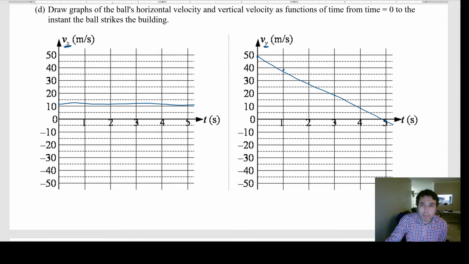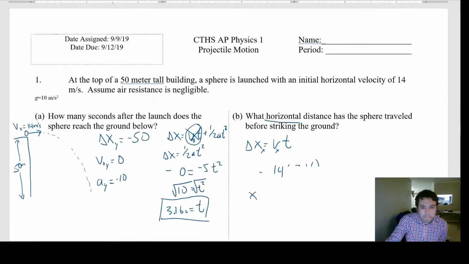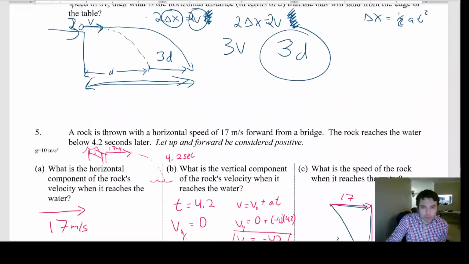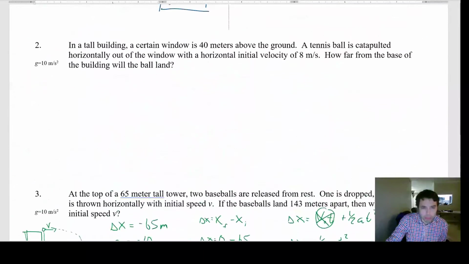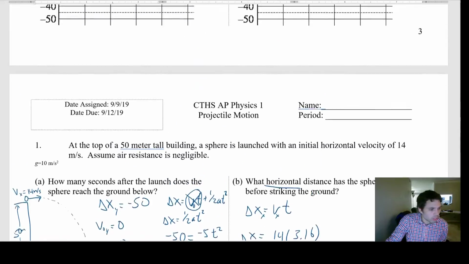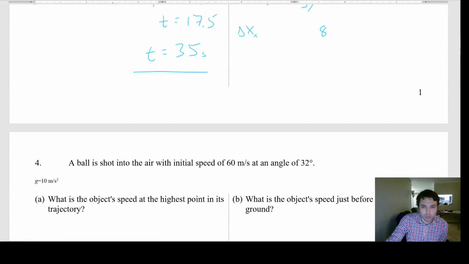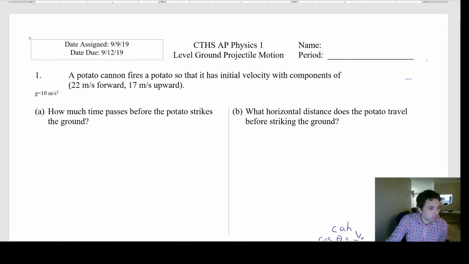All right, any other problems that we wanted to look at? We did most of them. We did quite a few. We did the entire page. We did all but this one on this page. We did 6. We didn't do 4 or 5, but we did 3, 2. We did like 75% of this thing.